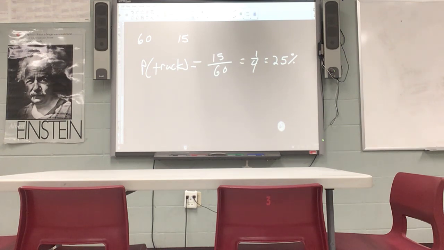Alright, let's do another. Let's use a couple of these practice ones. So theoretically now, we're not actually going to perform this experiment. It says, what is the theoretical probability of getting a 5? So I'm gonna say probability of getting a 5 when I roll a number cube.